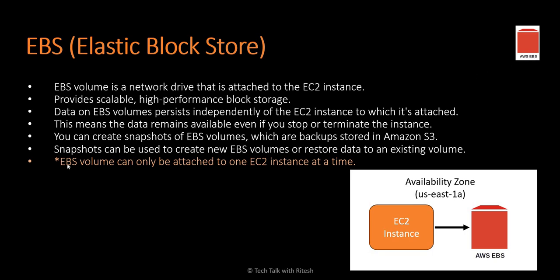Next point: an EBS volume can only be attached to one EC2 instance at a time. This is true, but there are a few instances where we can attach one EBS volume to multiple EC2 instances. We will see that. This can also happen, but generally we say that an EBS volume can only be attached to one EC2 instance.